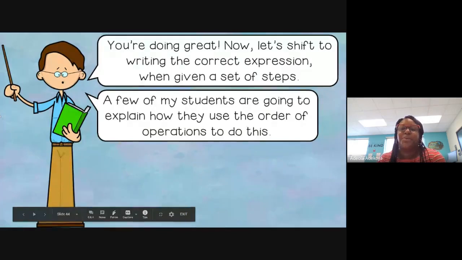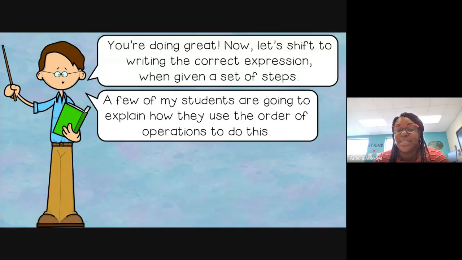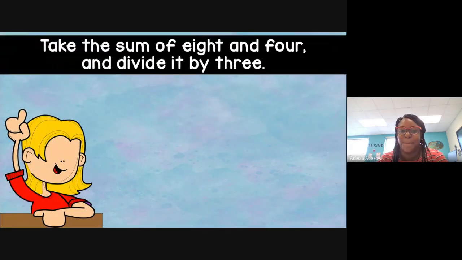So right here, we're doing really great with this. And now we're going to shift to writing expressions. So here are a few of our students. We're just going to look at one and how they use the order of operations. Now they did this in words. So we're going to read it and then figure out what it's trying to tell us.